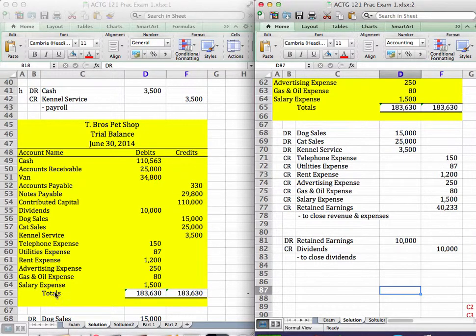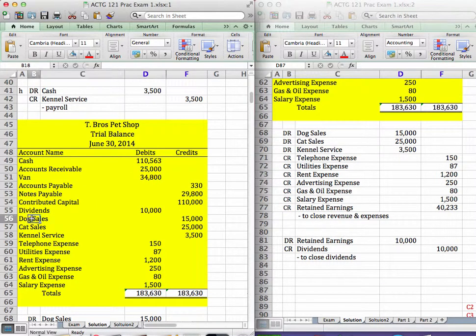So as you can see, on the left-hand side, we have our trial balance. The first step to closing is to close all the revenue. Revenue normally has a credit balance. Therefore, when you want to close it, or think of it as resetting the account, you need to get the account balance back to zero so that you can begin the next year.